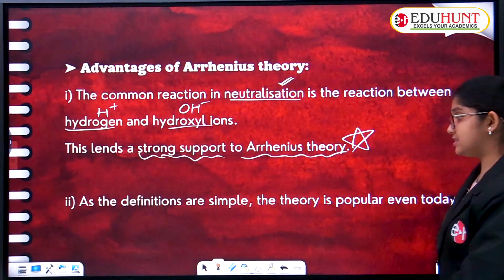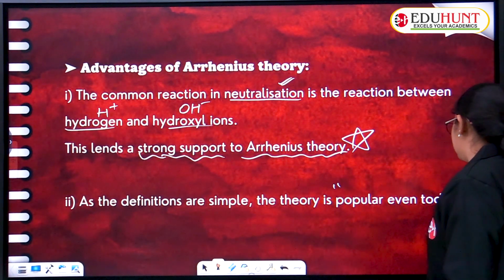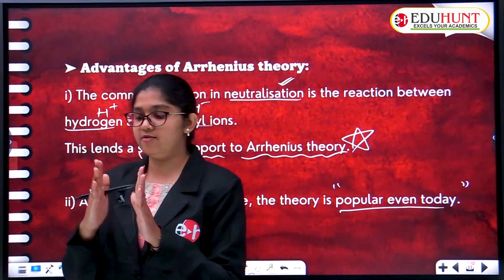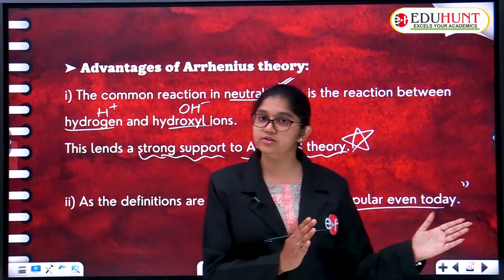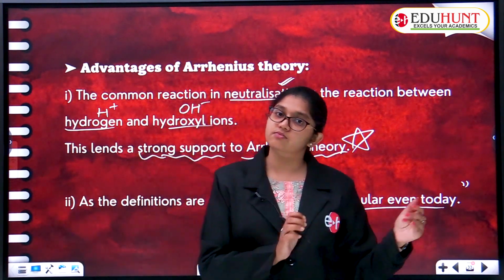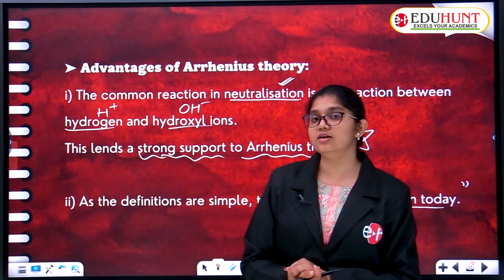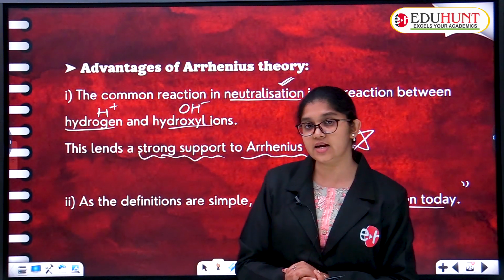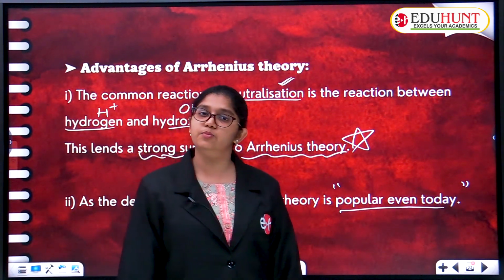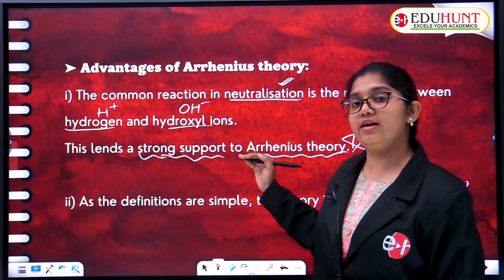And next, as the definitions are simple, the theory is popularly used even today because the theory is very simple, no? Acid has a separate definition, base a separate definition, based upon the strengths of acids: strong acids, weak acids, strong bases, weak bases respectively, and based upon that neutralization, everything is given and it is very simple to understand and learn. That's the reason the theory of Arrhenius is very popular even today. So these two are the advantages of Arrhenius theory.